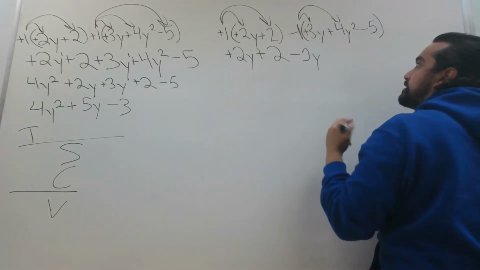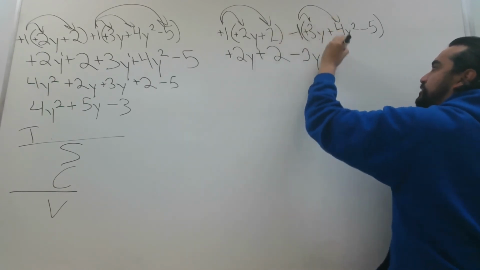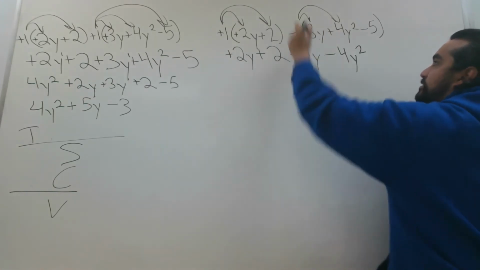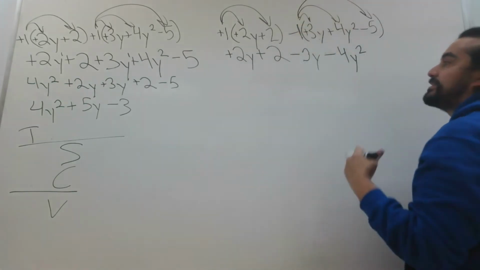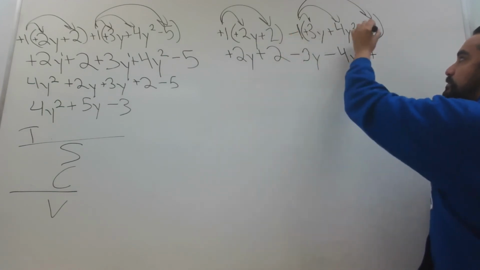Negative 1 times positive 4y² is negative times a positive is a negative. 1 times 4 is 4, and we have y². Last one, negative 1 times negative 5 is negative times a negative is a positive. 1 times 5 is 5.